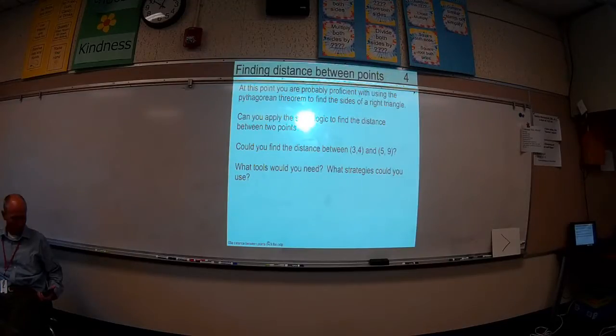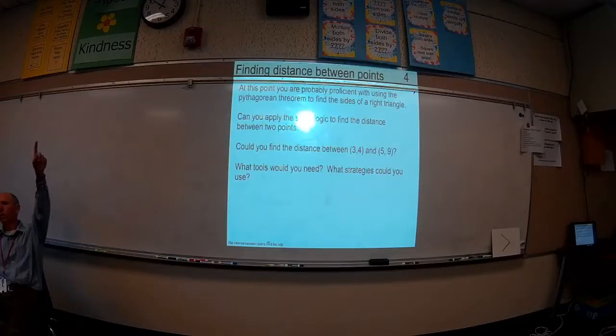If we have a graph, you could draw a triangle from one point to the other point, and then you could count each box. Then together, and I did one like yesterday.